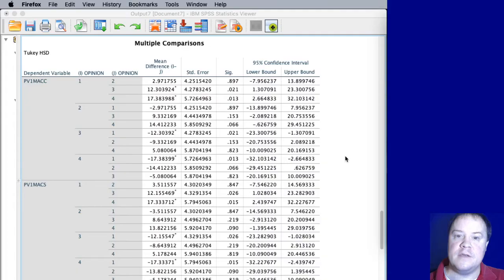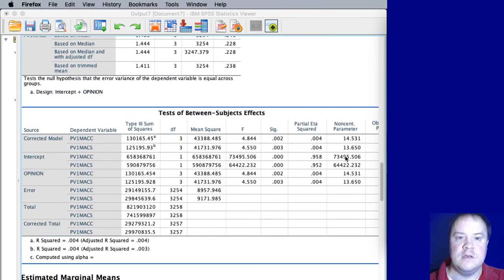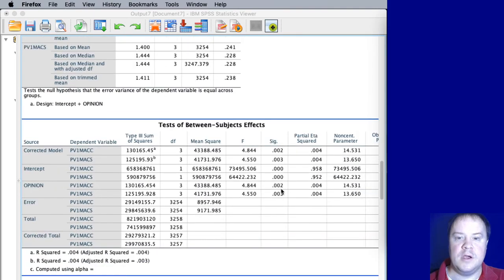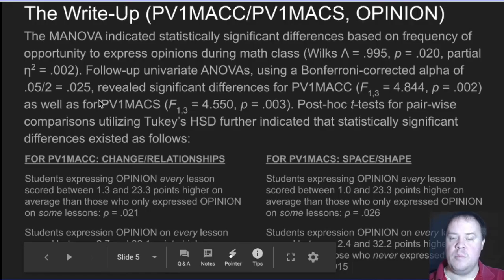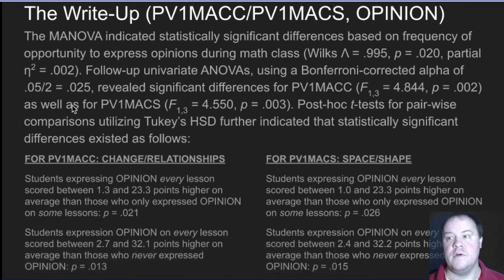And if we go back to SPSS and look back up here, the p-values were 0.002 and 0.003. Those are still less than the 0.025 that would be used with the Bonferroni. And that revealed significant differences for both the algebra subtest, F is 4.84, p-value of 0.002, and for the geometry subtest, and there's the F and p values.